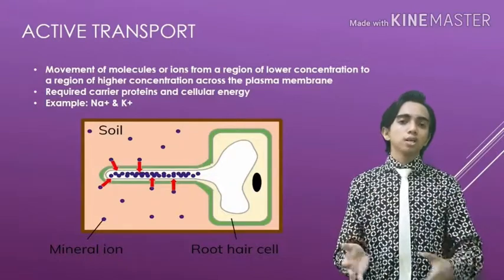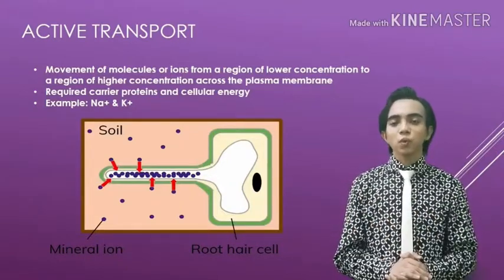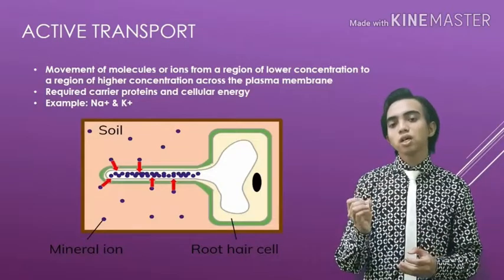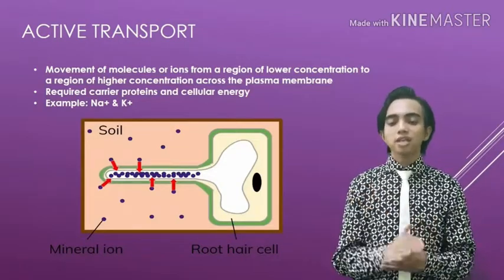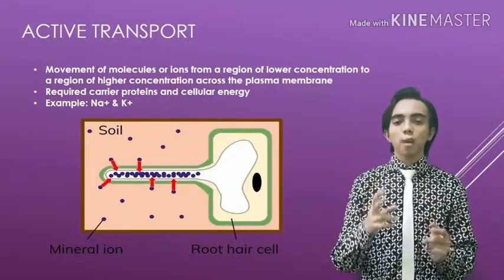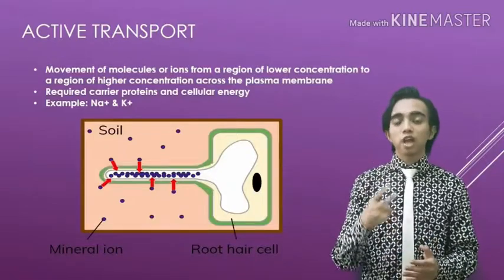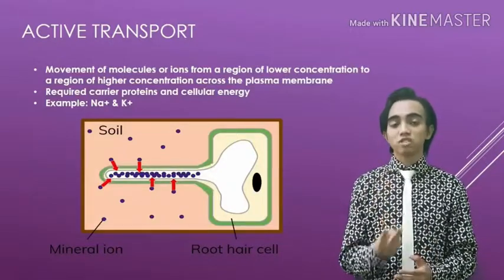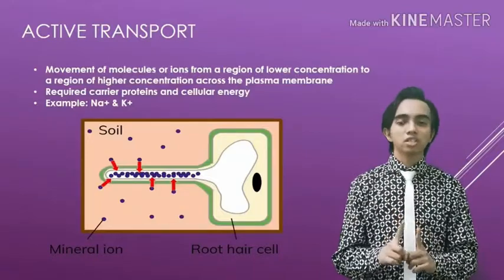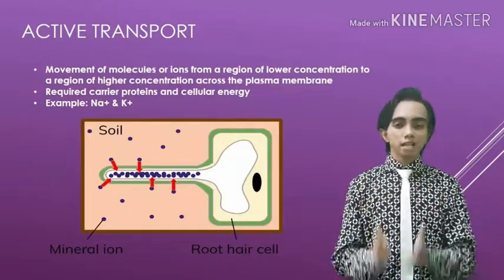How about the water? The water follows the gradient, so it moves into the root hair cell by the osmosis process. So in this situation, both active transport and the osmosis process happen, both passive and active transport. I hope you understand about active transport.